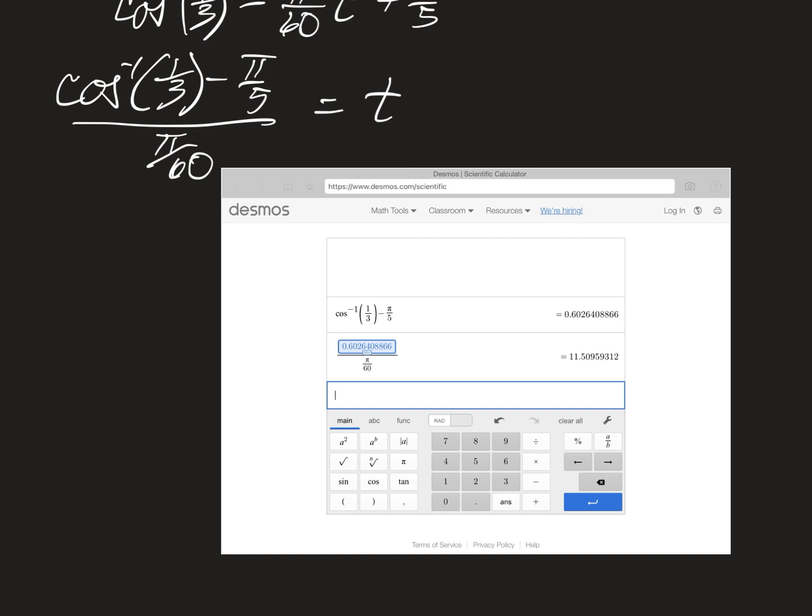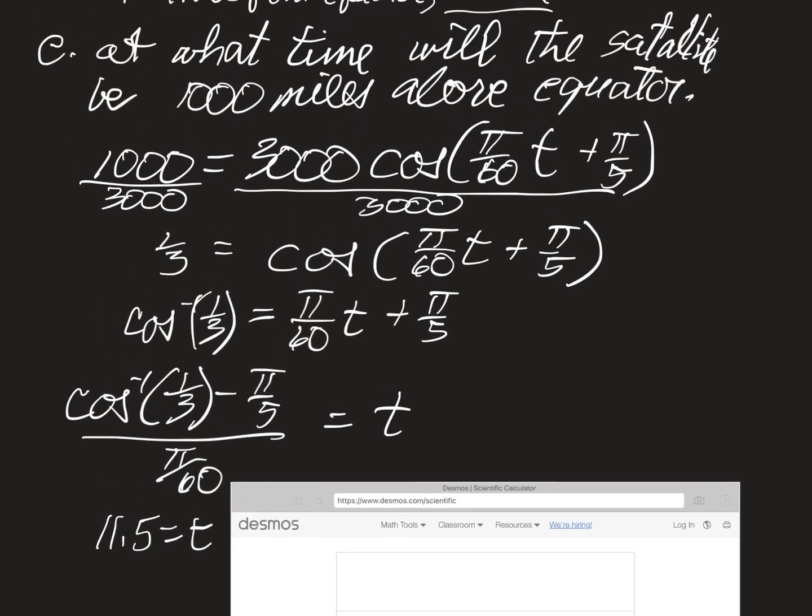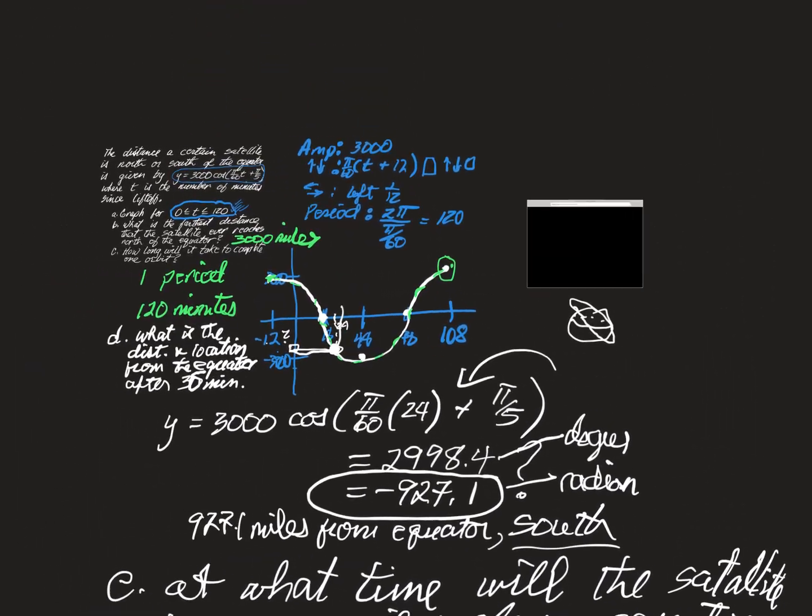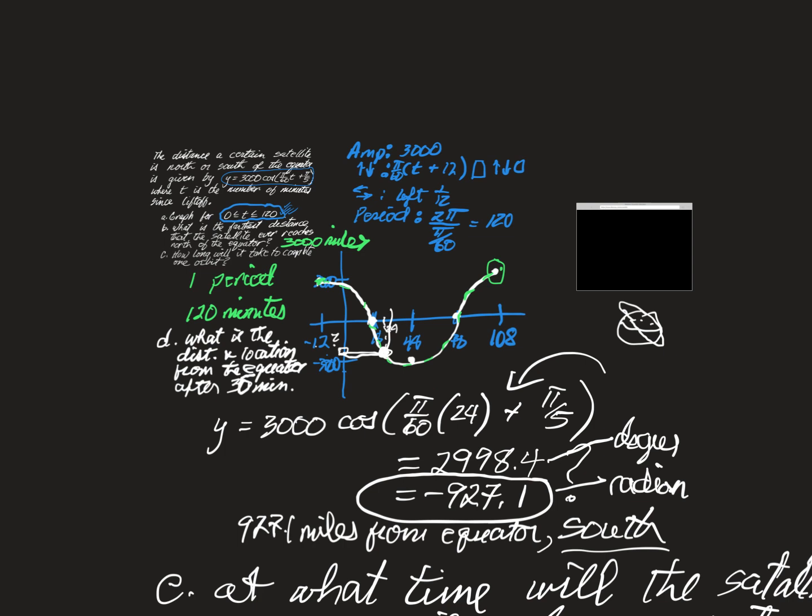In this case, it's time, 11.5 minutes. All right, so I've done everything in radians. So I get 11.5 equals t. Now, if we go back and look at the graph that we had, if you'll remember, we want to know where this is equal to 1,000. And so 11.5 is right here. And so boom, that's going to equal 1,000 right there. So we know it's 1,000 miles above.